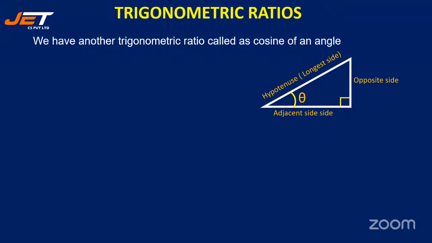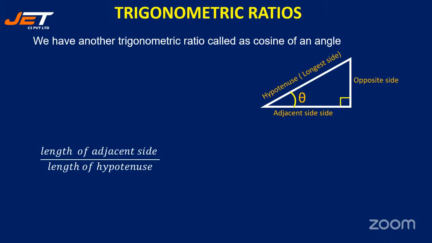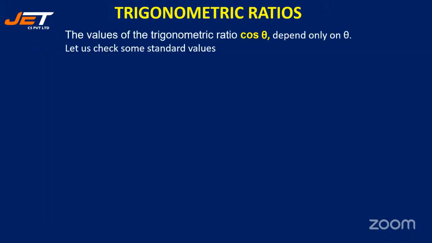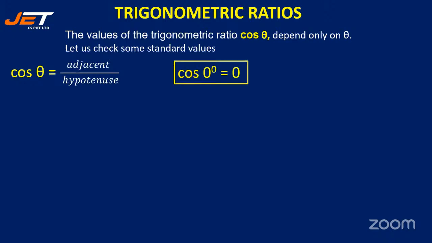Now we have another trigonometric ratio called the cosine of an angle. That is nothing but adjacent side by hypotenuse. Sine theta is opposite side by hypotenuse. Cos theta, or the cosine theta, is adjacent side by hypotenuse. So cosine theta can also be referred to as cos theta, right? Here you can see the values of the trigonometric ratio cos theta depend only on theta. So let us check some standard values. Cos theta is adjacent side by hypotenuse.